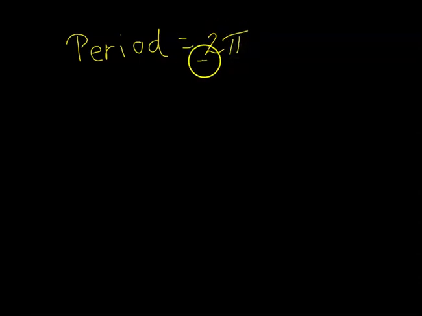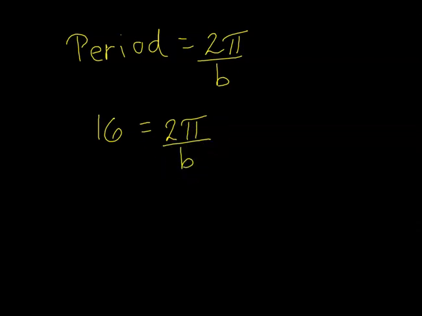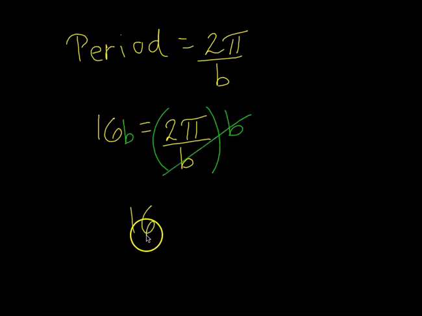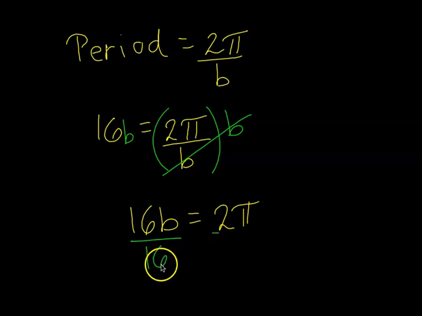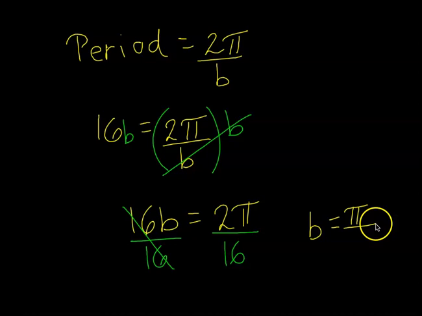What we know about one period is that it equals 2 pi over b. Now remember, they told us that the period, or the time between the maximums, is 16 seconds. So if I take 16 equals 2 pi over b, I'm going to multiply b on both sides. This will give me 16b equals 2 pi, and then from there divide 16 on both sides. I'm going to reduce this fraction, and that will give me b equals pi over 8.